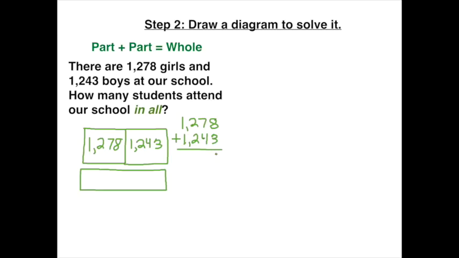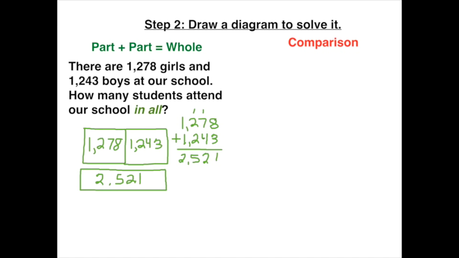8 plus 3 is 11, carry the 1. 7 plus 1 is 8. 8 plus 4 is 12, carry the 1. 1 plus 2 is 3. 3 plus 2 is 5, comes down, put my comma down there. 1 plus 1 is 2. Okay, there's my total. There are 2,521 kids in my school. Okay, cool.